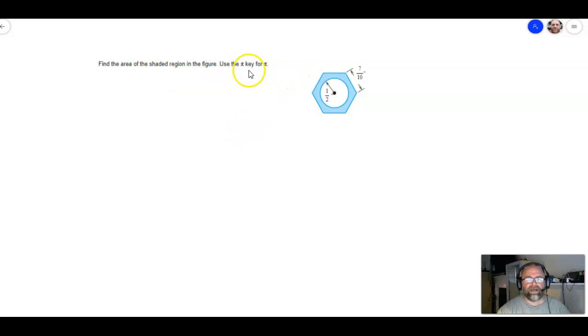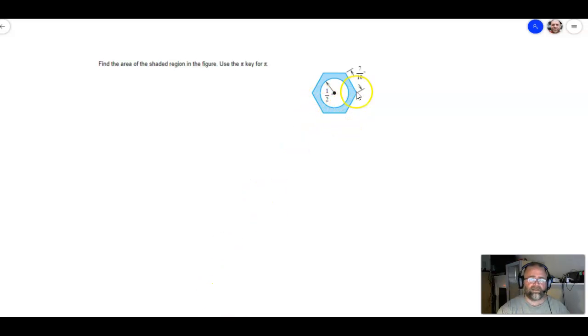I had a question here about finding the area of the shaded region, and it says use the pi key for pi. So here we have what looks like a circle inside a hexagon. The way I'm going to find this is, if I take the area of the hexagon, it's going to give me the area of the complete shaded region inside that hexagon. And then I'm going to find the area of the circle, and then subtract that area of the circle out. So let's go ahead and get started here.